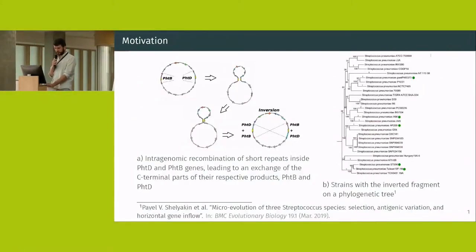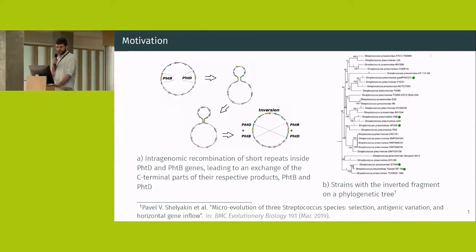The motivation for our tool was a case from a quite recent paper where the authors studied Streptococcus genomes, and they found that a particular genome rearrangement, shown here on the left, inverted a segment of the genome between the PHTB and PHTD genes. This inversion happened simultaneously, independently in several strains. The strains where it happened are marked with green circles on a tree.